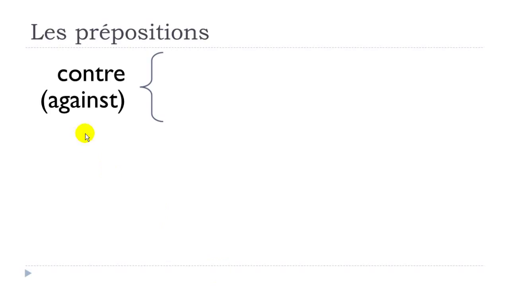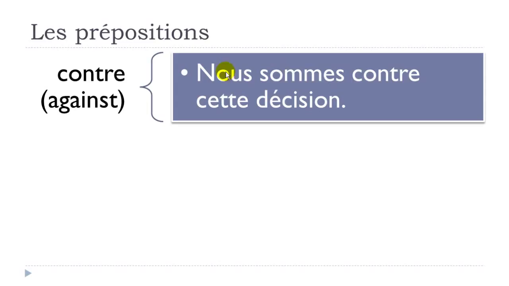Contre means against. One example. Nous sommes contre cette décision. Okay, this decision. Nous sommes, we are against this decision. Nous sommes contre cette décision.